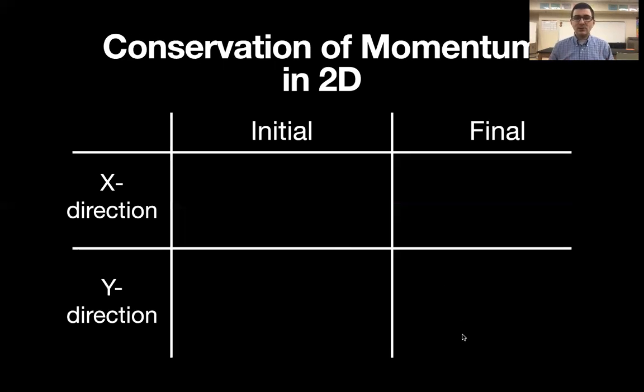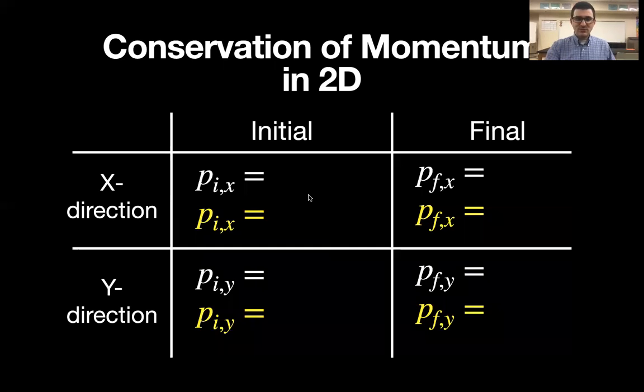I'm going to set up my table, and in each of these boxes, I'm going to have a momentum for the white ball and a momentum for the yellow ball. So white ball, yellow ball in all four of the boxes. Really, we're solving for 2, 4, 6, 8 momenta, and that will allow us to solve the problem.